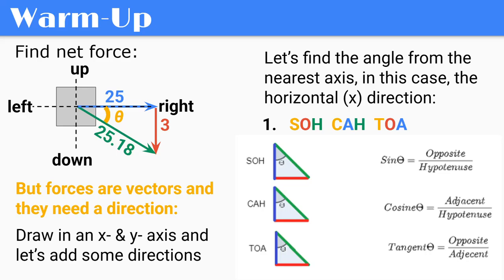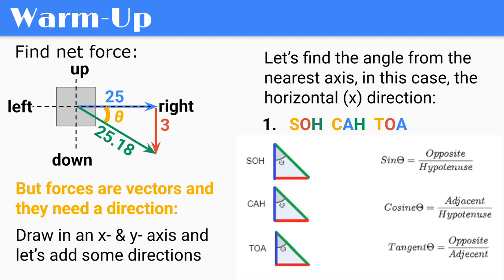The CA in SOHCAHTOA is cosine of the angle theta equals adjacent over hypotenuse. So it's your adjacent side divided by your hypotenuse. The TOA is tangent of your angle theta equals opposite over adjacent. So that's the equations. If you can remember SOHCAHTOA, it is, again, a way to remember those equations.